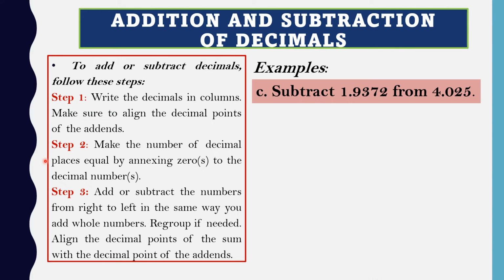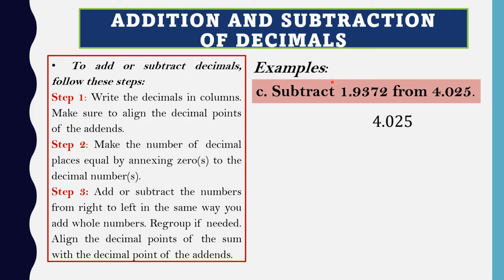Next, this time we will have subtraction. Subtract 1.9372 from 4.025, or we read it as subtract 1 and 9,372 10,000ths from 4 and 25 thousandths.